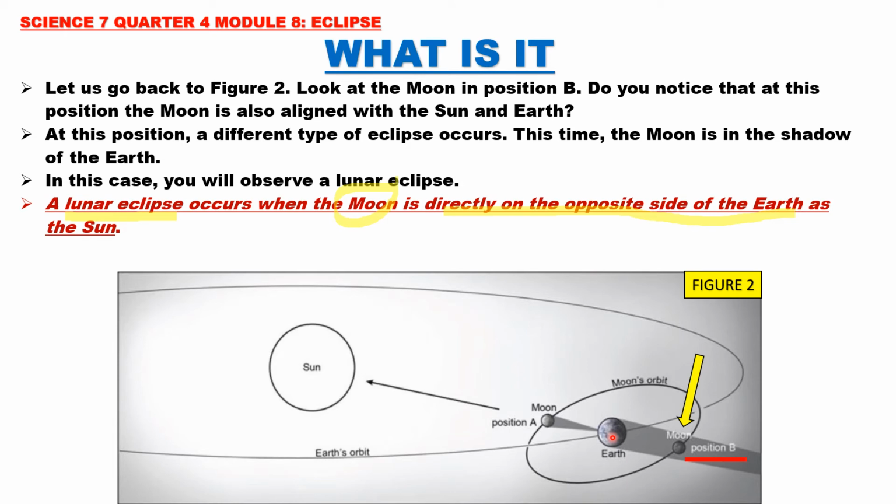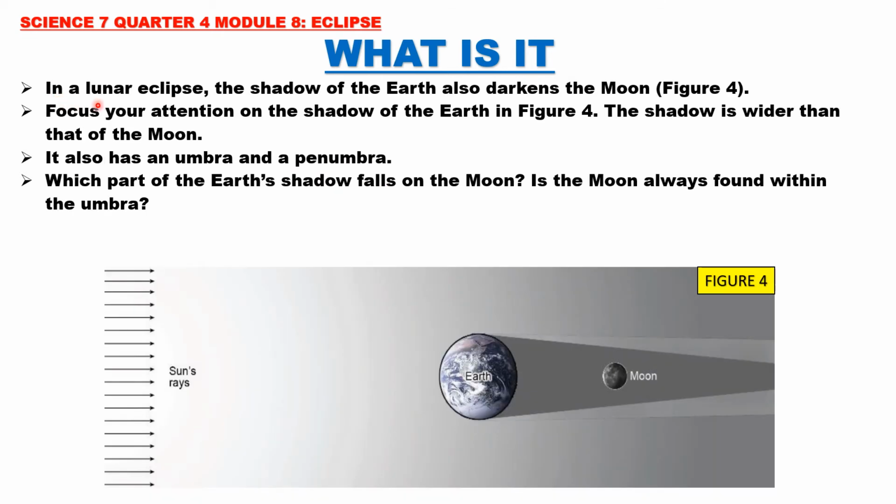Instead of light hitting the moon's surface, Earth's shadow falls on the moon. This is an eclipse of the moon or a lunar eclipse. A lunar eclipse can occur only when the moon is full. In a lunar eclipse, the shadow of the Earth also darkens the moon. Focus your attention on the shadow of the Earth. The shadow is wider than that of the moon. It also has an umbra and a penumbra.